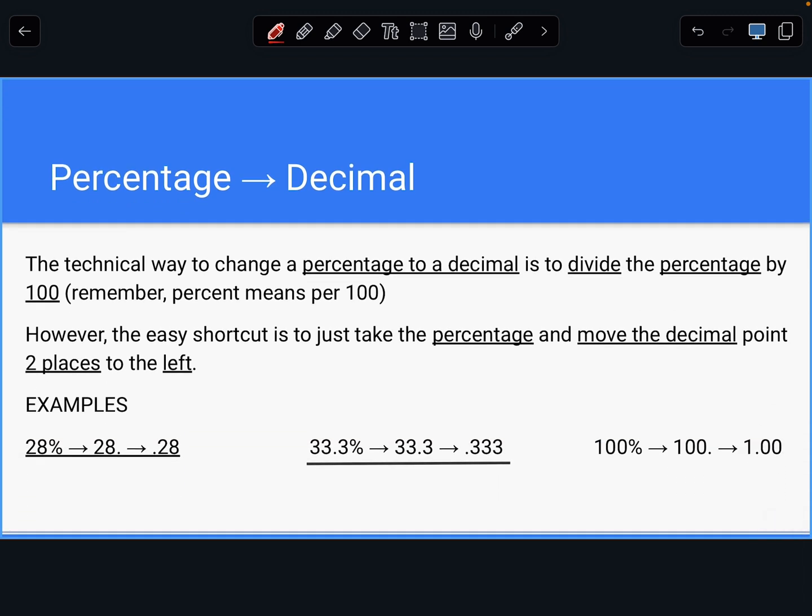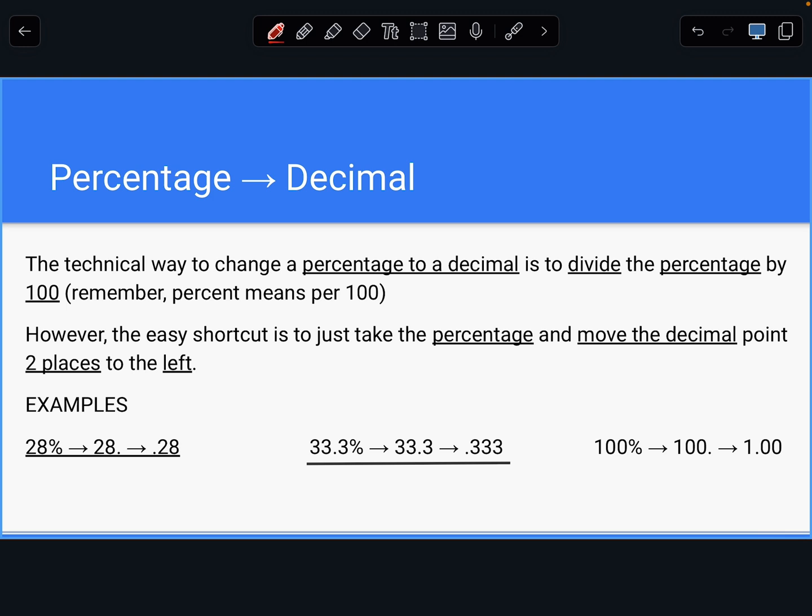To change a percentage to a decimal, the technical way is to divide the percentage by 100, because again, whenever we're dealing with percent, that means per 100. And then the shortcut, the opposite of multiplying by 100, is dividing by 100: we just take the percentage and move the decimal point two places to the left. Okay, so when you have a percent and you want to go to decimal, you move the decimal twice to the left this time.